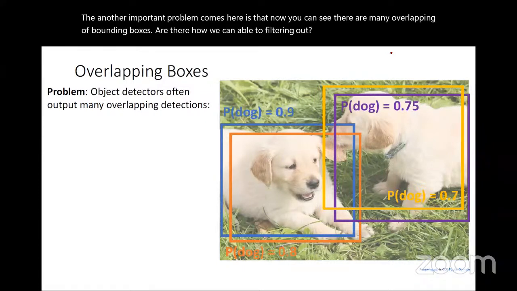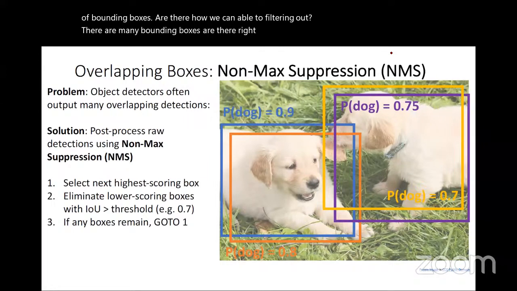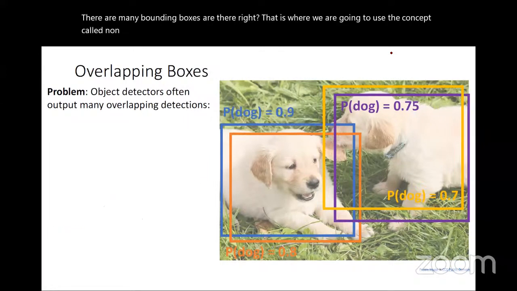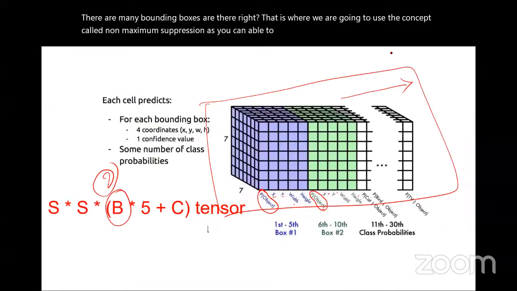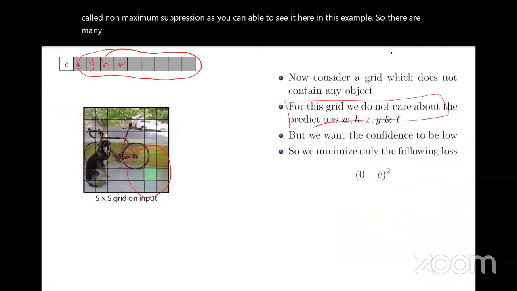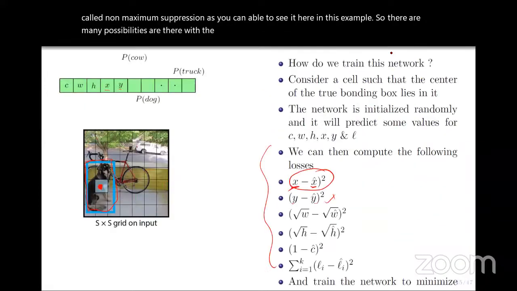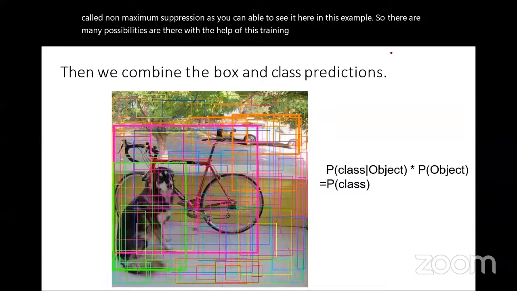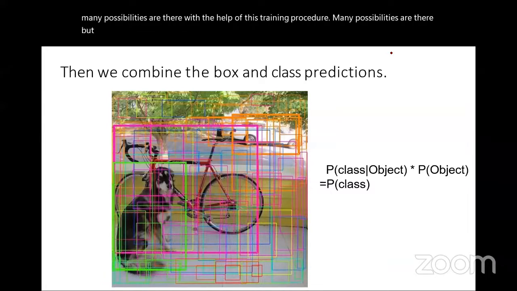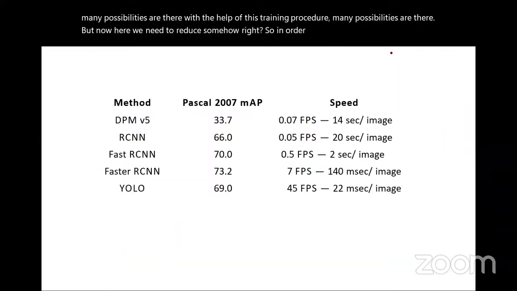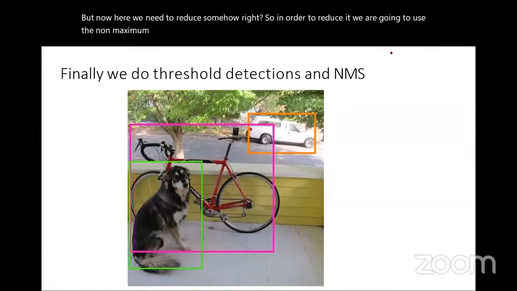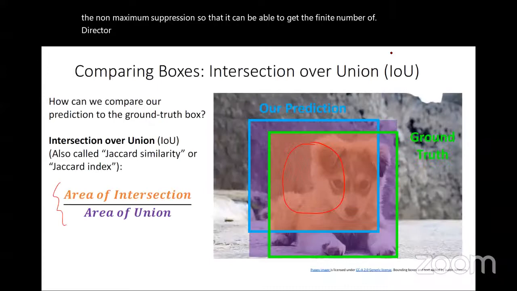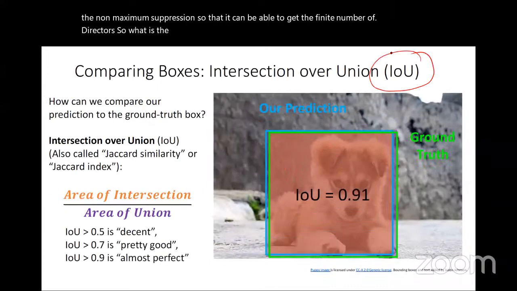There are many bounding boxes, right? That is where we are going to use a concept called non-maximum suppression, as you can see here in this example. There are many possibilities with the help of this training procedure, but now we need to reduce them somehow. In order to reduce it, we are going to use non-maximum suppression so that we can get a finite number of detectors.